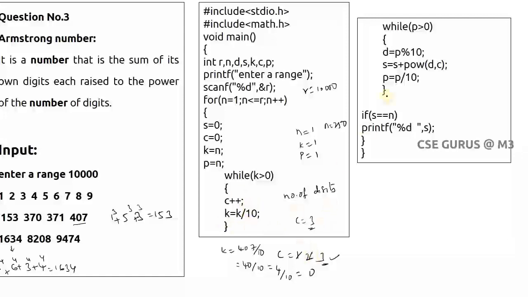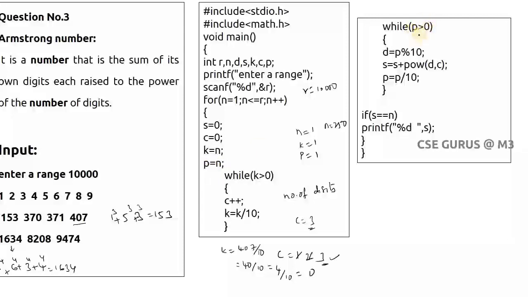After getting the count, what I am doing here is, while p is greater than 0. Let us suppose I take the number 153. You will get another copy here also. Let us suppose I don't take this p, and I take the k value here, it became 0 after execution of this. That's why I have not taken the k value again. That's why I have taken one more variable, that is p.